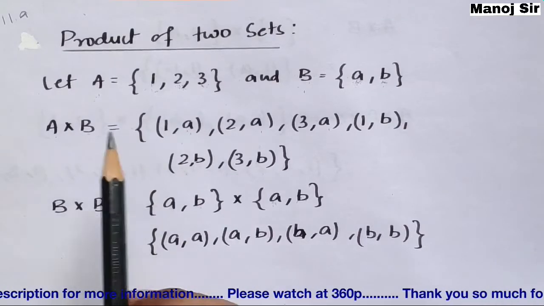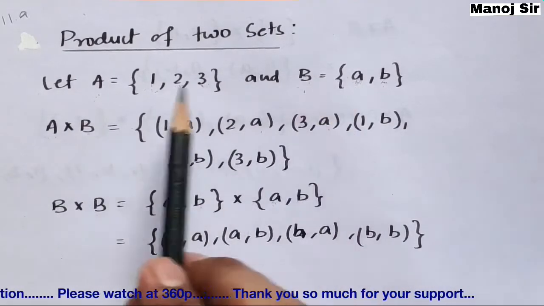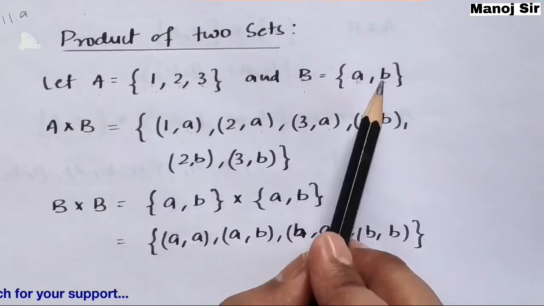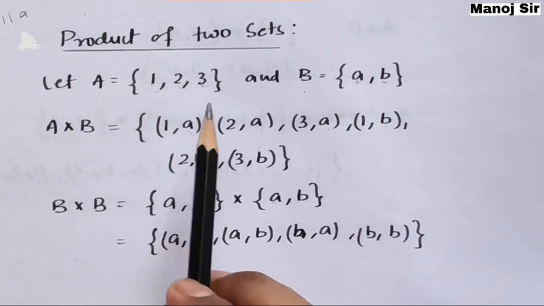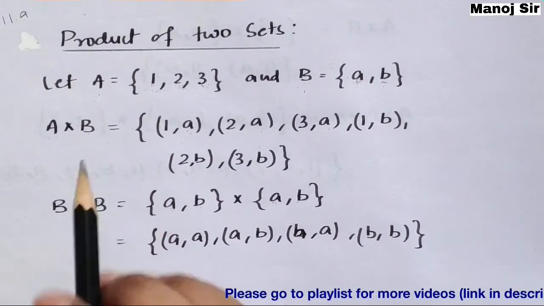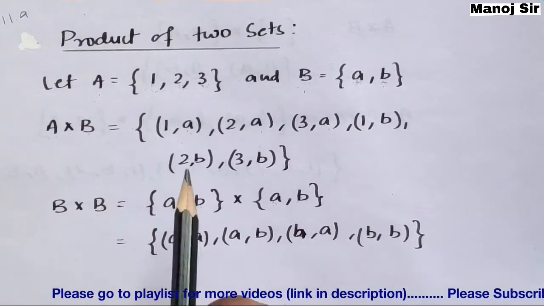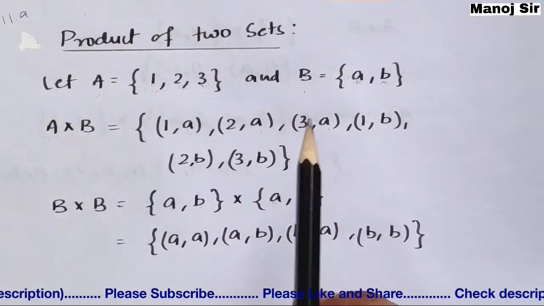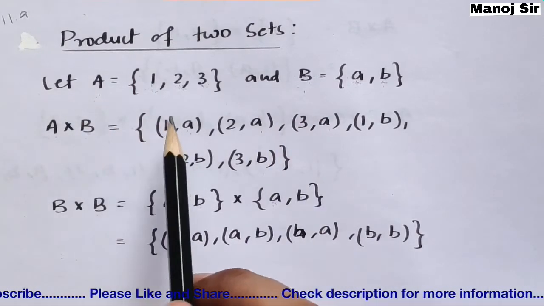Now if you want to find B into A, then it would be a comma 1, a comma 2, a comma 3, b comma 1, b comma 2, b comma 3. So by this you can see that A into B is not equal to B into A. It is straightforward. Now if you want to find B into B, or you can also find by yourself A into A.